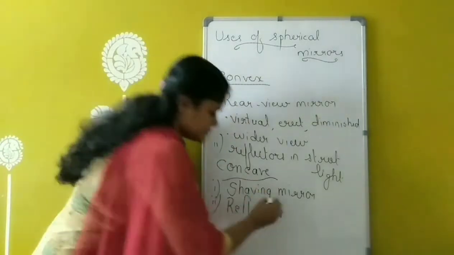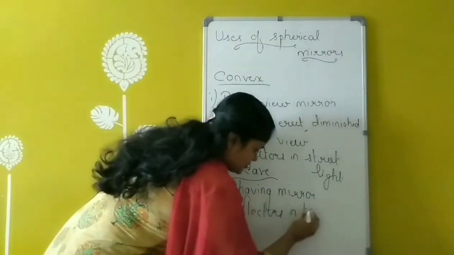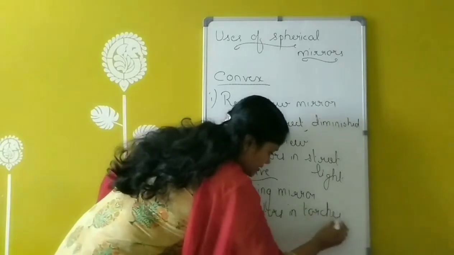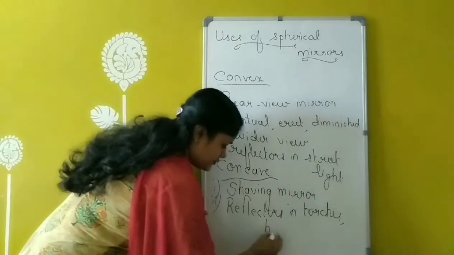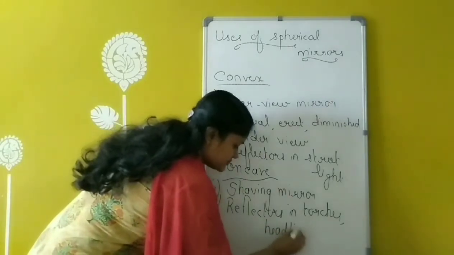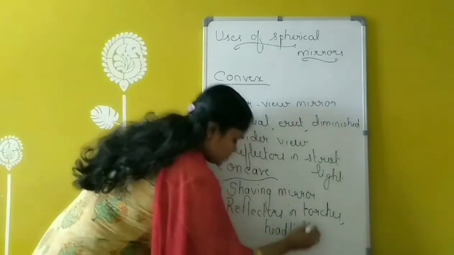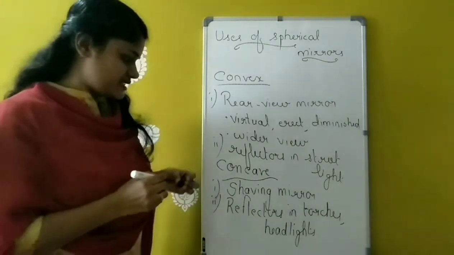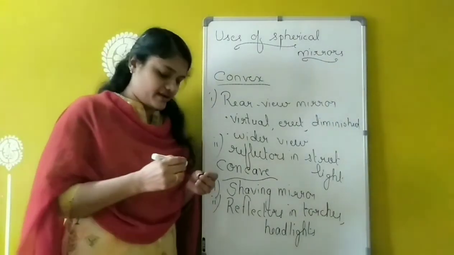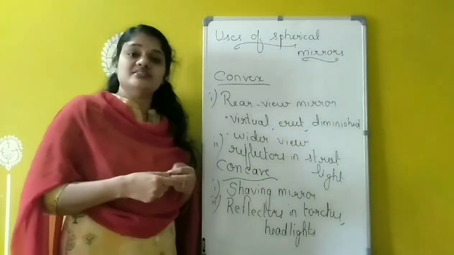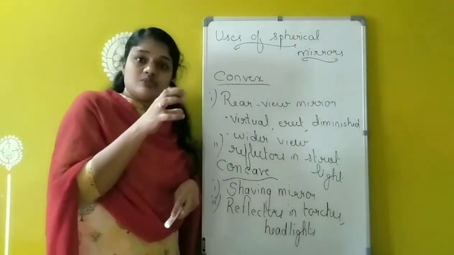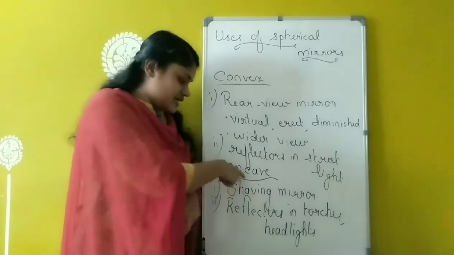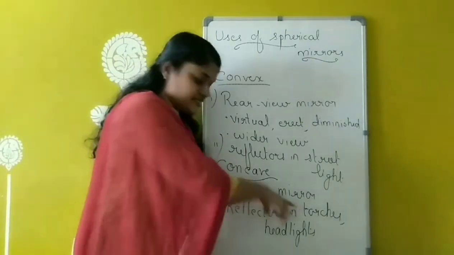Reflectors in torches, as well as headlights of vehicles. So we can use the concave mirror as reflectors in torches and headlights. The reason is we know that the concave mirror is a converging mirror. So here light rays will be converging. That is the reason we are using the concave mirror as reflectors in torches.